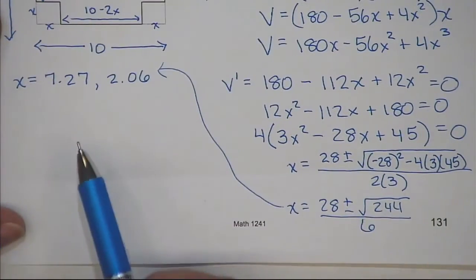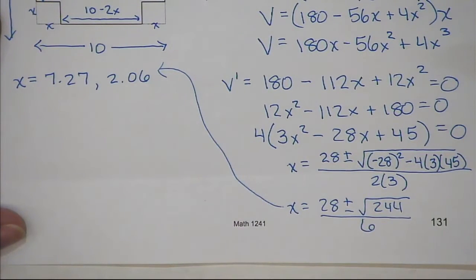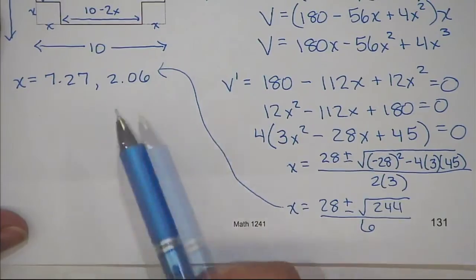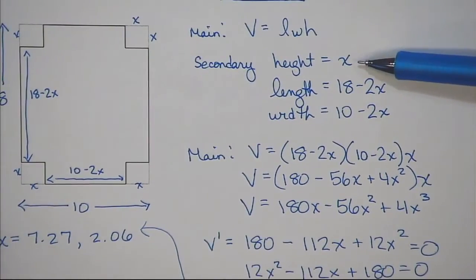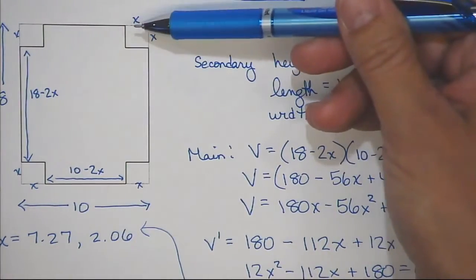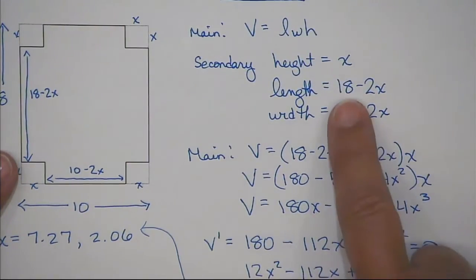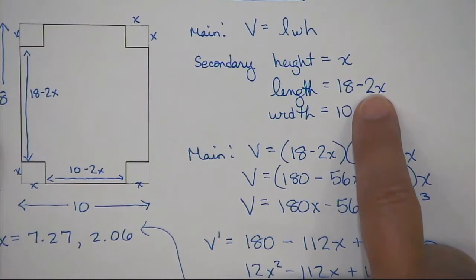So look back at what x was at the top. On your secondary equations, x was the height, right? So if my choices are either 7, a little more than 7, or 2, I want you to just kind of think about that. If you let x be 7, the height, so you cut out 7 inches from each corner, that means the length would be 18 minus 2 times 7. So that would be 18 minus 14.